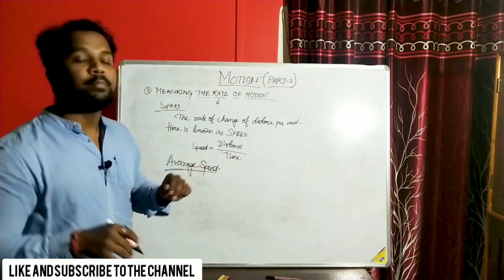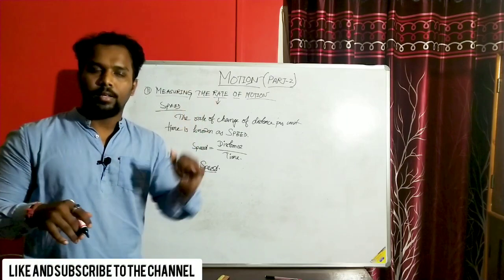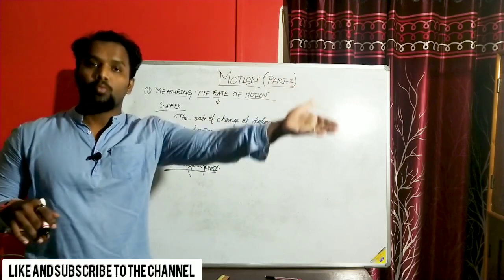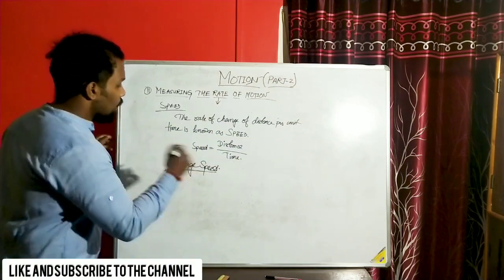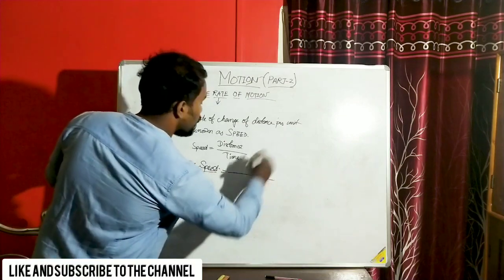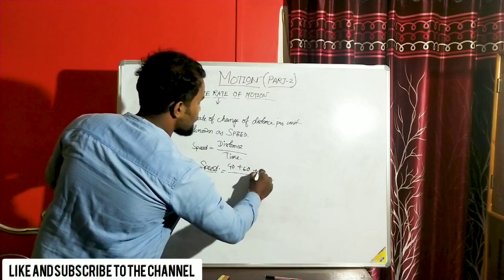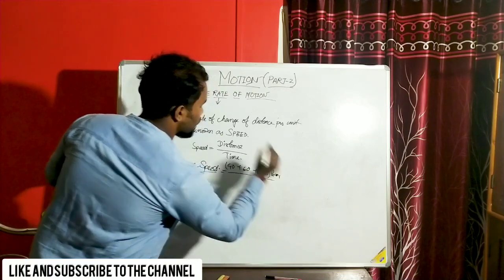As I told you in one example, if a car is moving in the first hour at a speed of 40 km per hour, in the next hour at 60 km per hour, and in the next hour at 100 km per hour, how will we calculate? First, we will add all of the things. That means 40 plus 60 plus 100, and all of them are in kilometers.